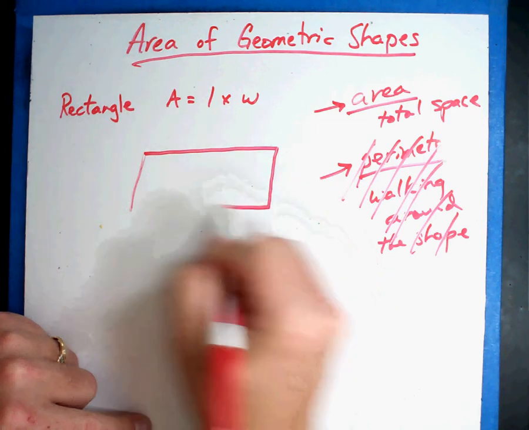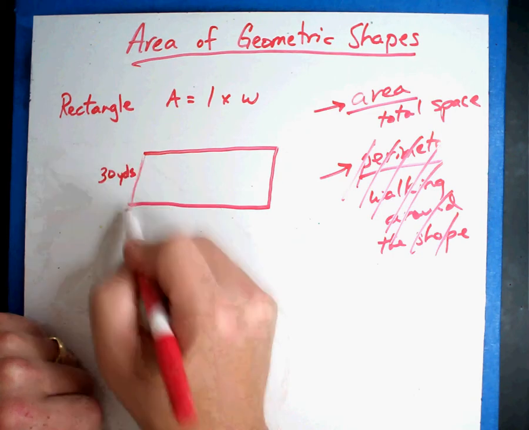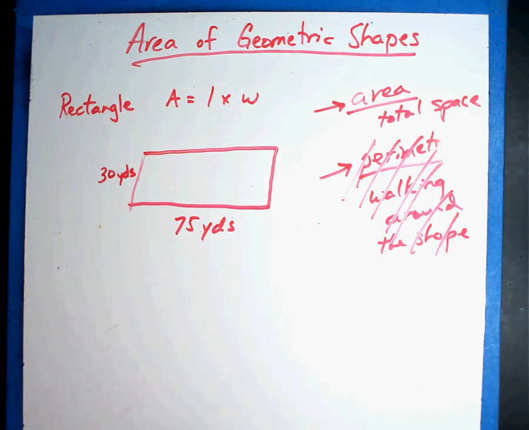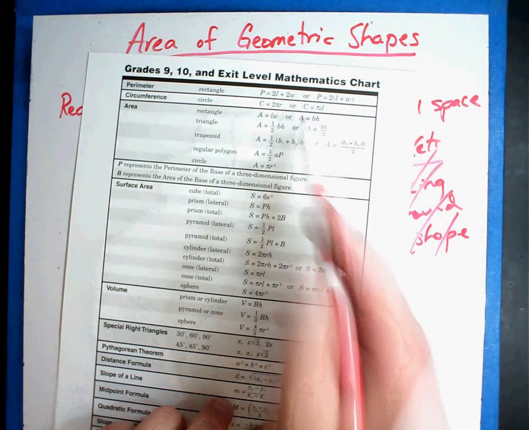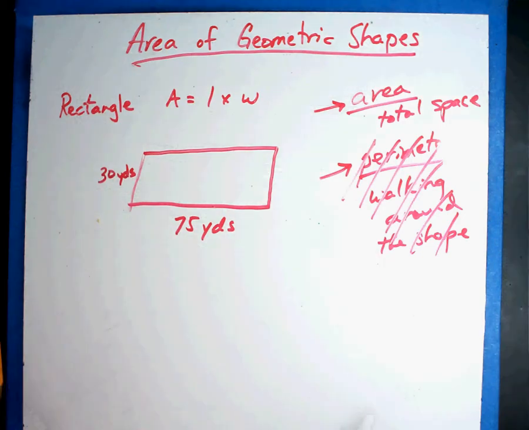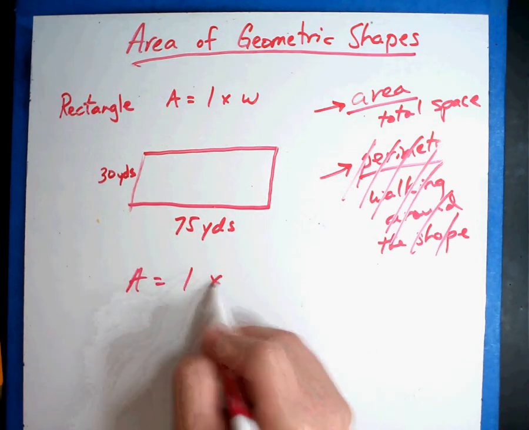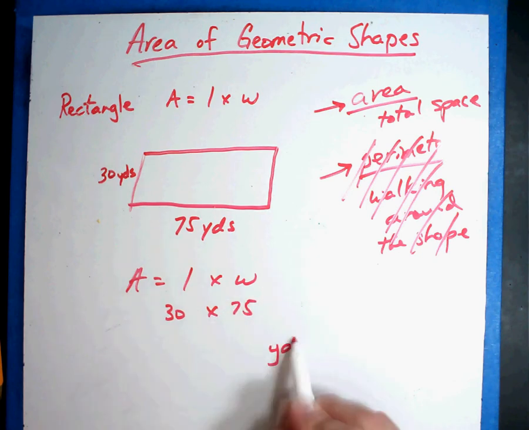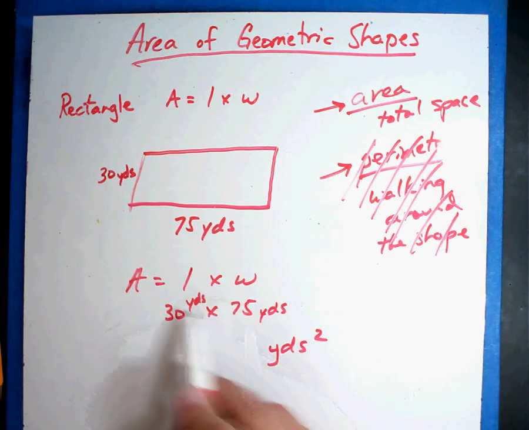Let's say that I have a rectangle that is 30 yards in width and 75 yards in length. For all of these formulas, as soon as you read a question and see the magic word area, you're going to look up area on the chart, find the formula, and plug the numbers in. I'm going to use my calculator to help me. If area equals length times width, it's going to be 30 times 75. And I'm going to have yards times yards, which is yards squared.